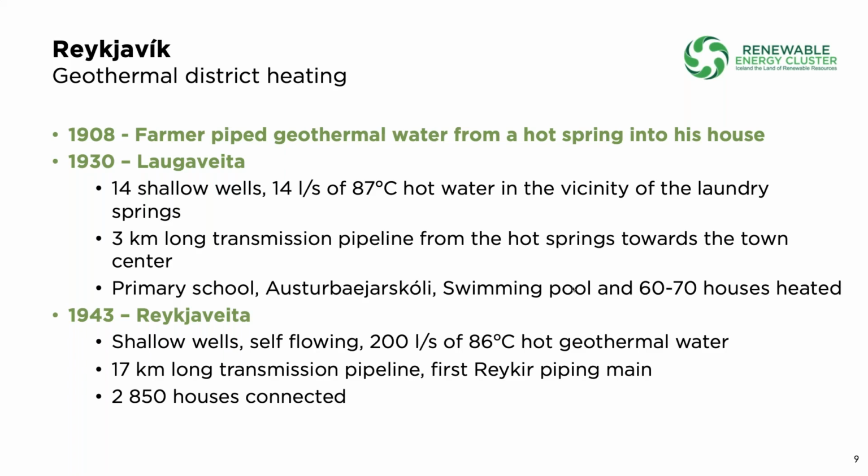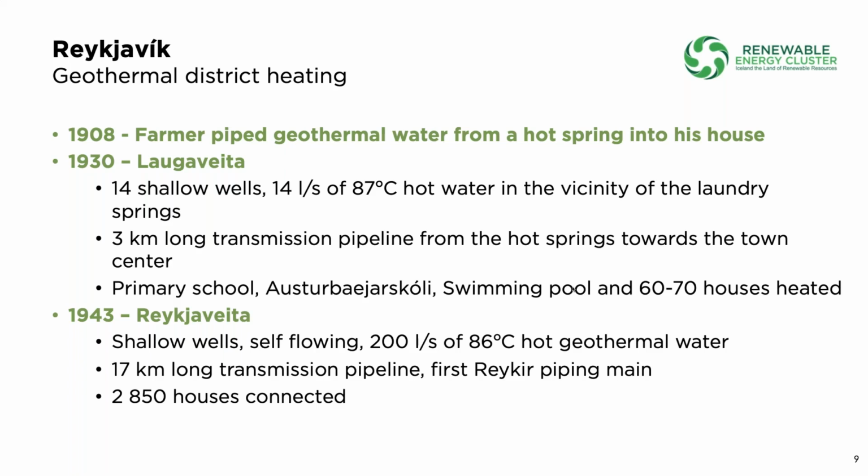And then in the 1930s, shallow wells were drilled in the vicinity of those hot springs that I mentioned earlier, with water of about 90 degrees Celsius. And then 3-kilometer-long transmission lines were put from those hot springs towards the town center at the time, connecting a primary school, secondary school, swimming pool, and about 60 to 70 houses. And that essentially was the start of the district heating in Iceland as we know it today. So today, we celebrate 90 years of geothermal district heating in Iceland.